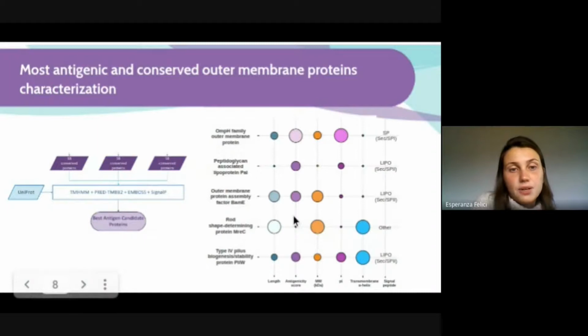We characterized the 5 best candidates using EMBOSS to estimate molecular weight and isoelectric point, TMHMM to predict transmembrane alpha helices, PRED-TMBB2 to identify transmembrane beta sheet and beta barrel topology, and SignalP to predict signal peptides. According to PRED-TMBB2, these proteins have no beta barrel transmembrane structures. In addition, most of the best candidates have lipoprotein signal peptides and no transmembrane alpha helices.